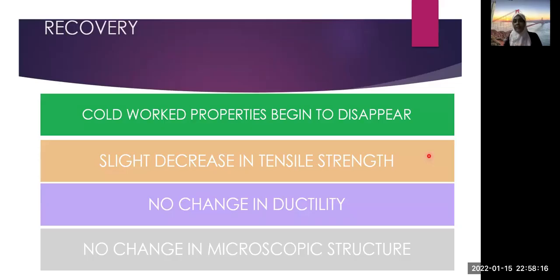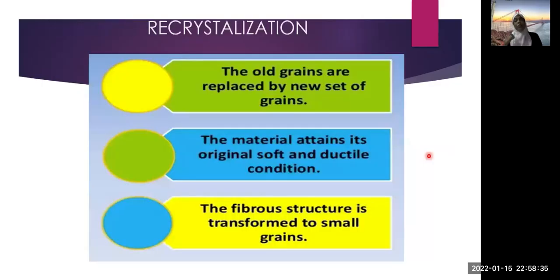If you talk about recovery, what happens in this stage is that the cold work properties will slowly begin to disappear. There is a slight increase in tensile strength, but ductility does not change much here, and the microscopic structure is also not altered significantly. But when you go to recrystallization, the older grains get replaced by new grains. The material becomes more ductile and the fibrous structure gets transformed into numerous small grains. So the bigger structure gets reformed into smaller grains.